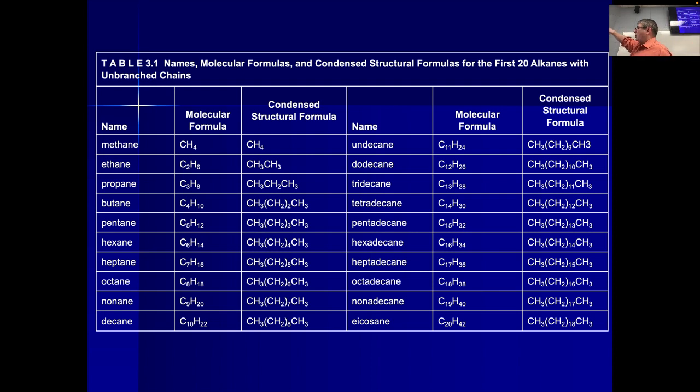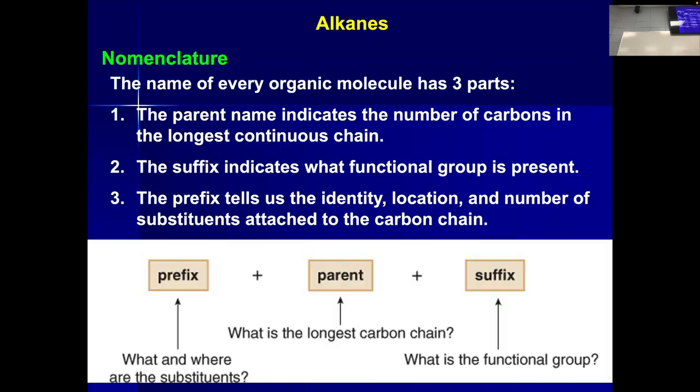You will see the condensed structural formulas on the right. But again, I want you to pay attention to the first 10. So do we need to know the structural formula for all 10? You need to know the structural formula for all 10 of those. You need to know how many carbons and how many hydrogens are in each of the first 10. Okay? So, now let's figure out how to name these types of molecules.